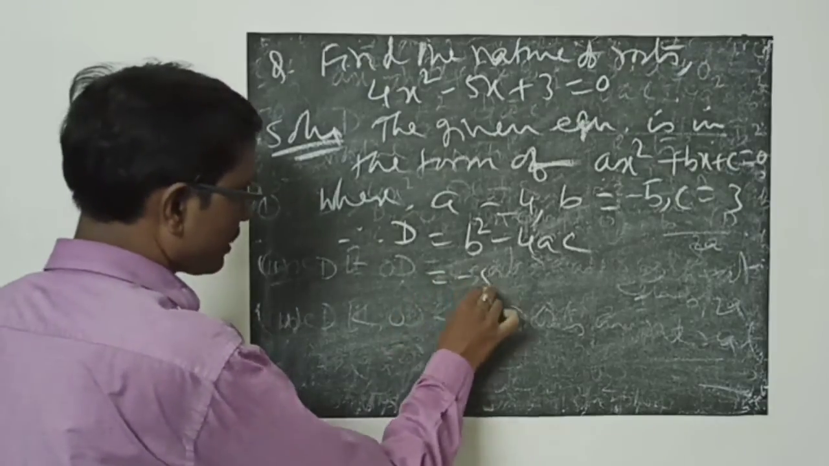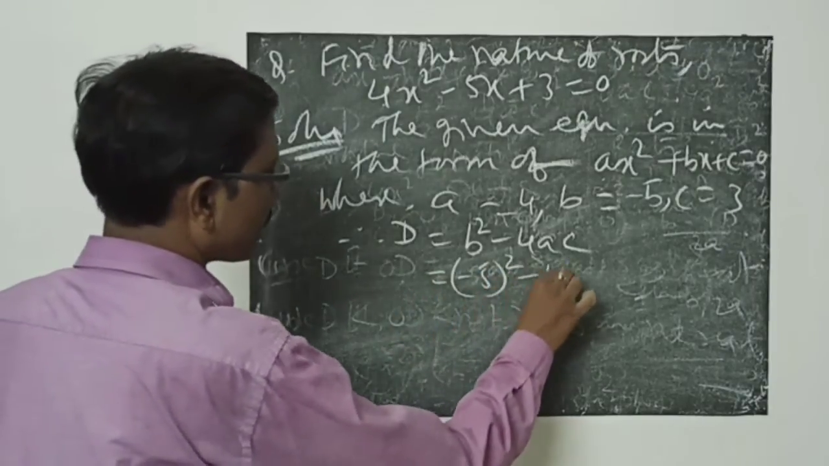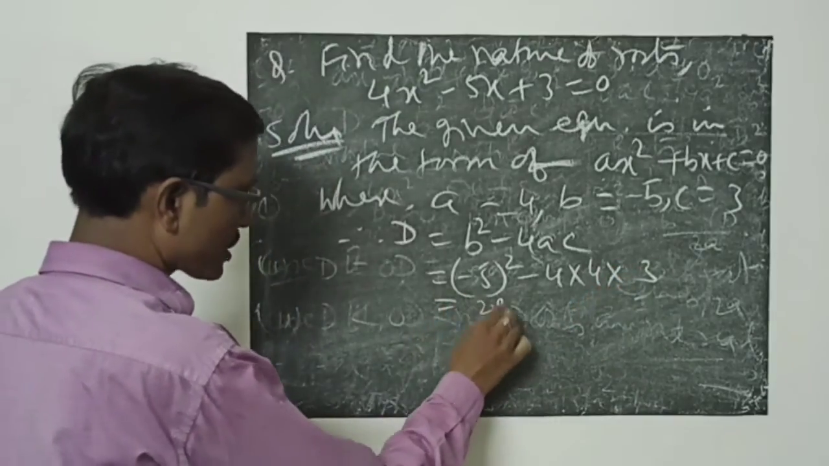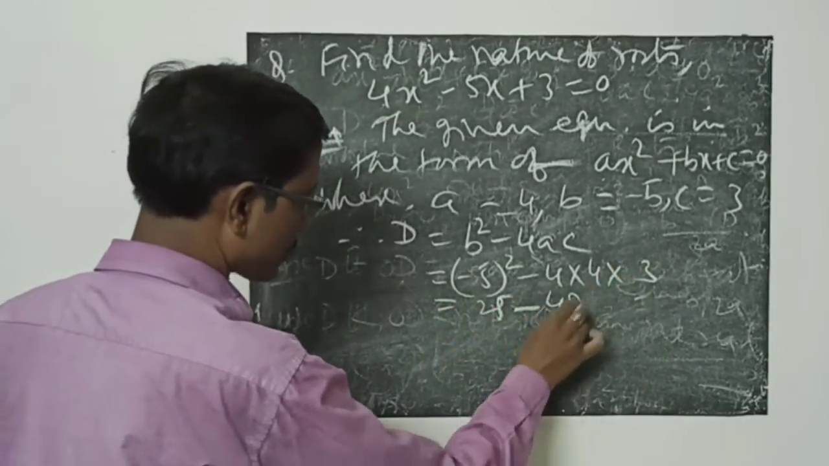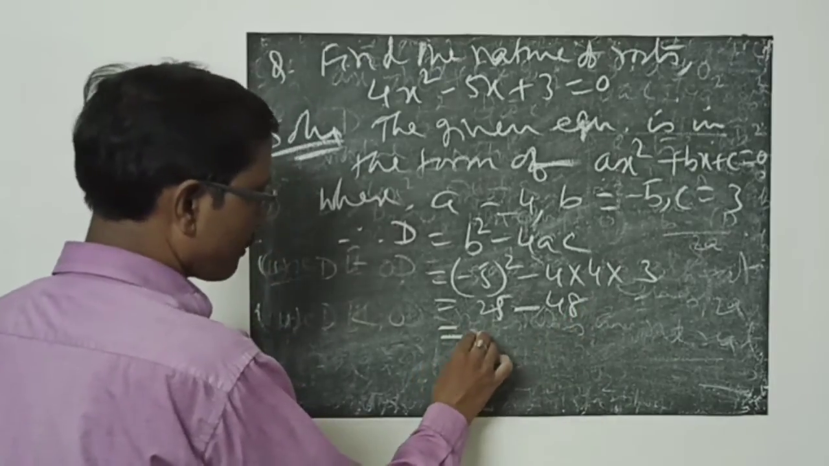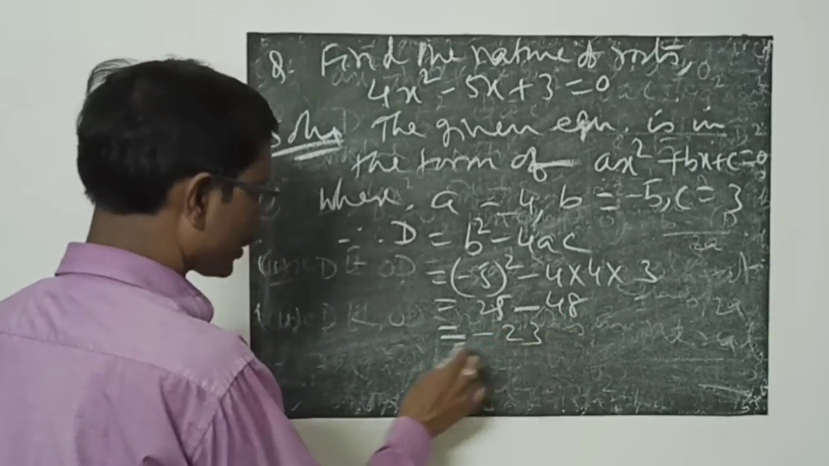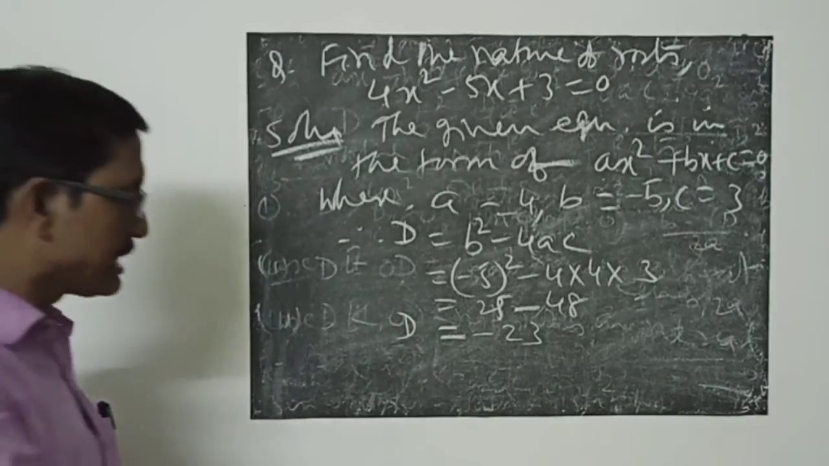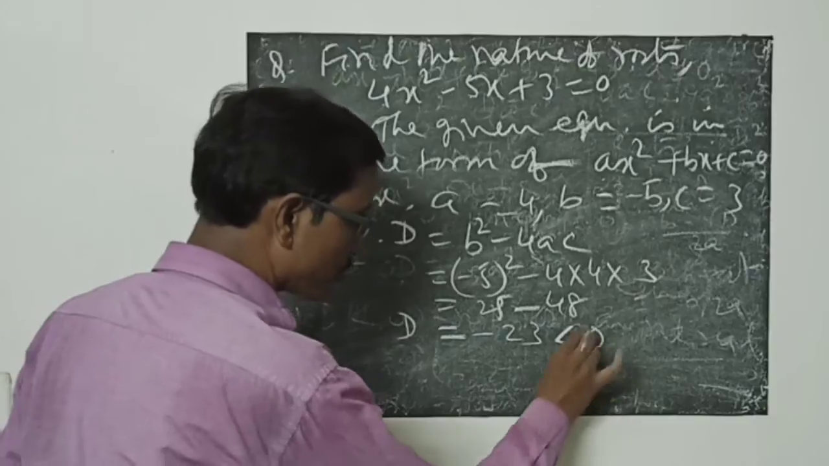So what will it be? Minus 5 square minus 4 into 3. So ultimately you see 25 minus 48. What is it coming to? Minus 23. Anything it can be, but that is coming negative. Negative means what? Less than 0.